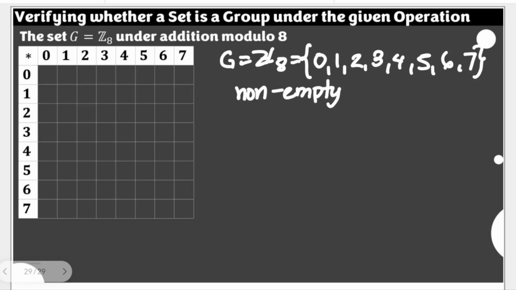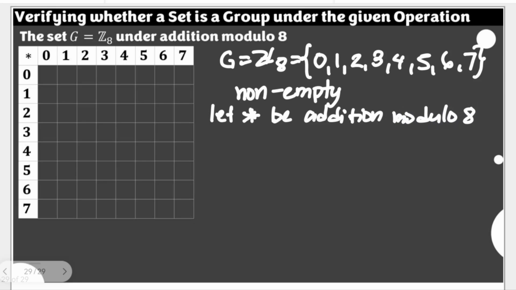The next step is to examine whether our set G is closed under the operation addition modulo 8. So let us have this Cayley table, but since we are already using star here, let us make the star be addition modulo 8, so that we could use star as we go through the next few portions of this proof or this video. So we are going to examine this Cayley table. We're going to operate on the entries using addition modulo 8.